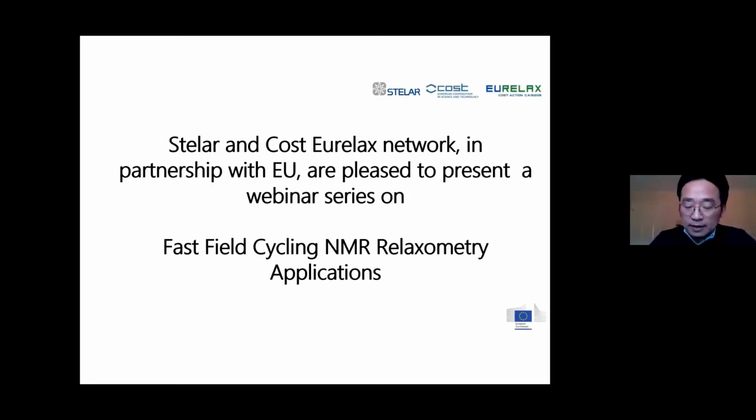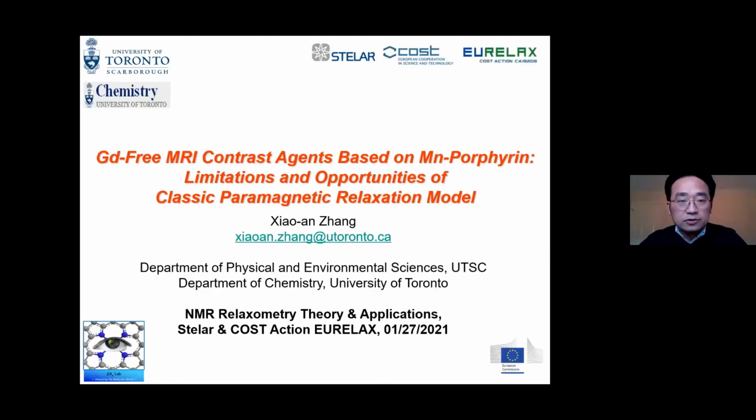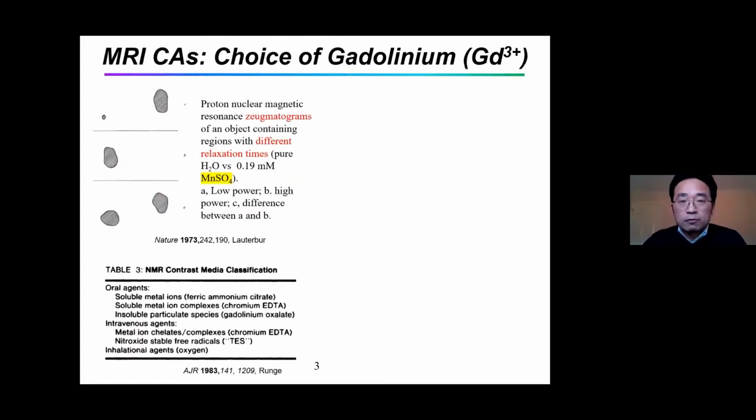And today, I would like to share our research, as Danuta mentioned, about MRI contrast agent, but this is not a gadolinium-based contrast agent, but rather based on a manganese porphyrin. I will talk a little bit about our recent discovery and how we try to understand the unusual but very interesting behavior of manganese porphyrin as MRI contrast agent, talk about the limitation of the classic model, and what we can do, the future opportunity of using those manganese porphyrins.